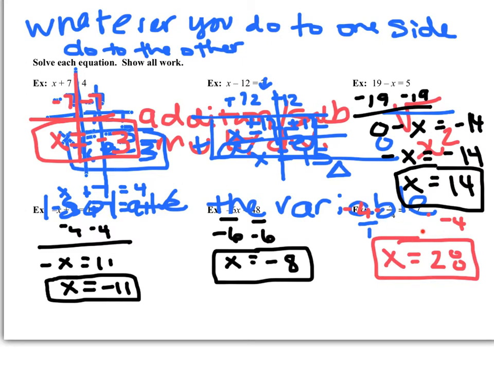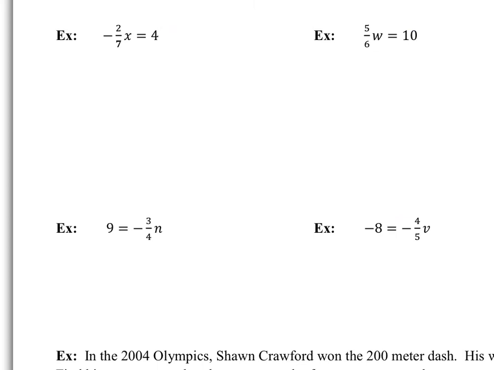So your negative 4 and your negative 4 would actually cancel out, and you're left with x all by itself. Go on to the next slide. So these examples are a little bit different.